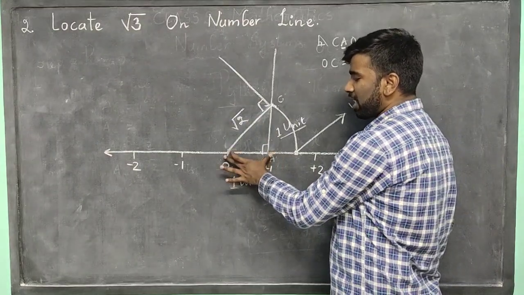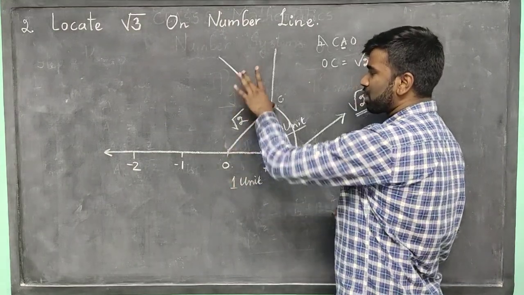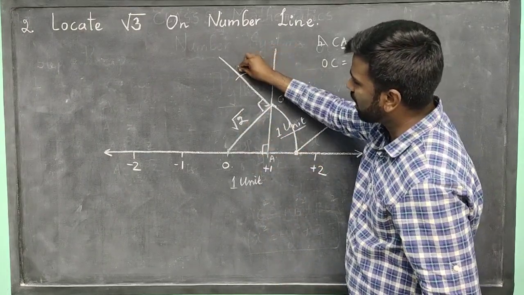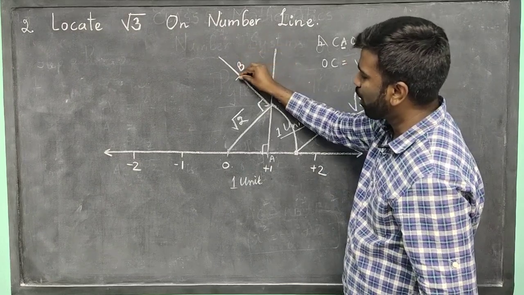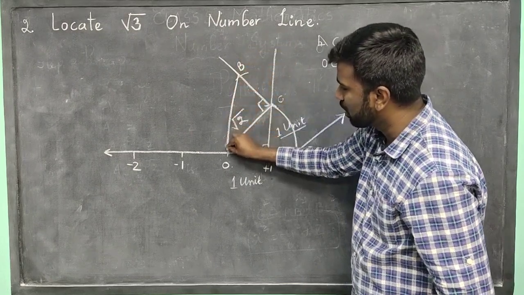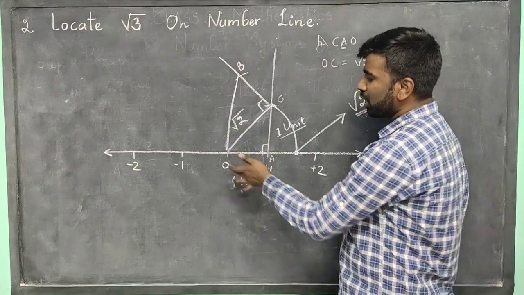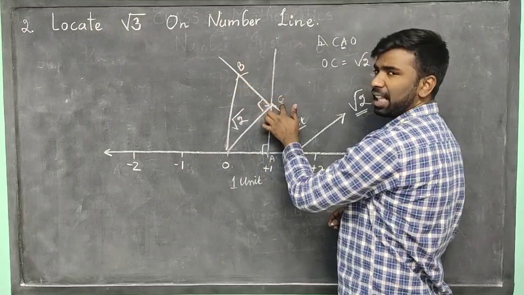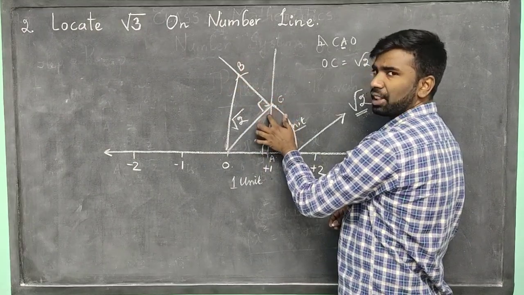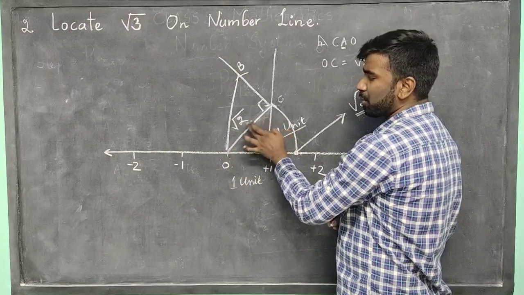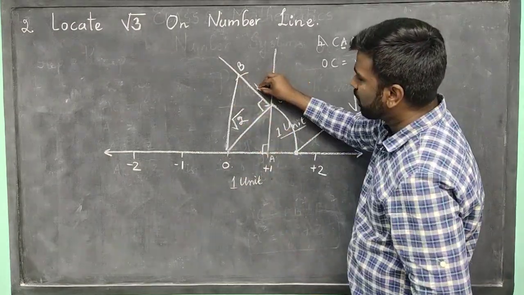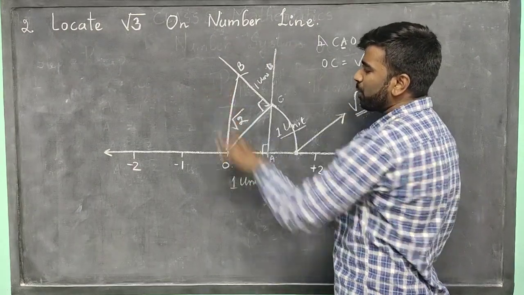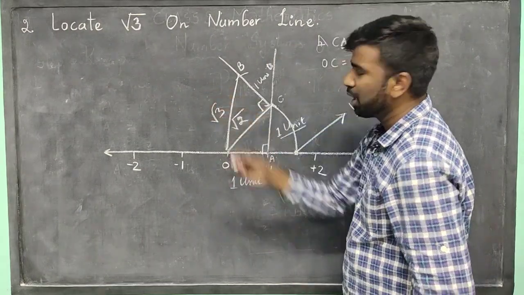Now taking OA as a length, using compass, cut an arc on this perpendicular line. I'll consider this as B. Now join O and B. Now it becomes a right angle triangle. OBC is a right angle triangle. At the right angle C, OC is root 2 units, BC is 1 unit. According to Pythagoras theorem, OB becomes root 3 units.